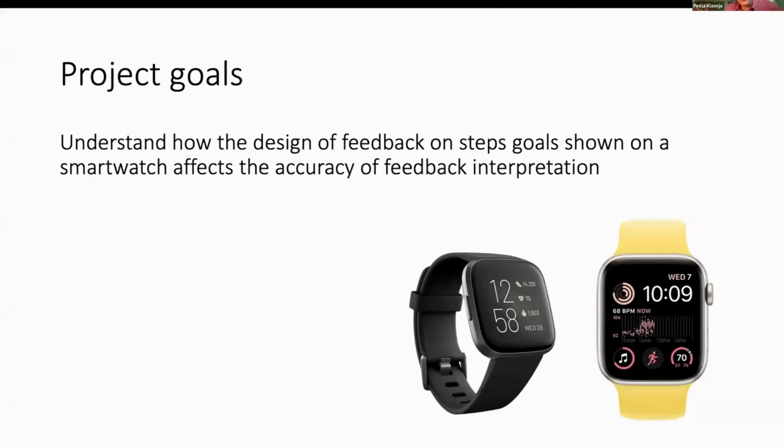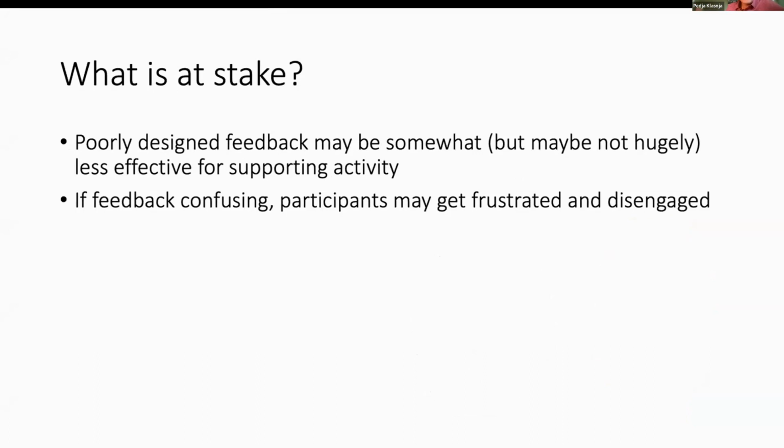The goal here was really trying to understand how the design of different kinds of feedback that can be provided on a smartwatch, to give people feedback on their progress on activity goals, is going to influence the accuracy of the feedback interpretation, right? And why does this matter? Because partly if you design the feedback poorly, it's possible that it is not going to be as effective as feedback that is better matched to address this issue.